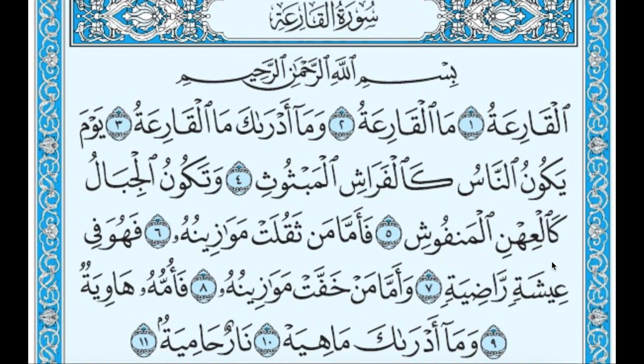Okay, and even the mountains, with all their weight, on the Day of Judgment, they are like puffed up wool, right? They will be kal'ihn. Al-ihn is wool, and here again you have ka, like the wool. All right, al-manfush. In fact, this should be something that we're going to study. It's called ikhfa, okay, which is kal'ihn al-manfush, like puffed up wool.